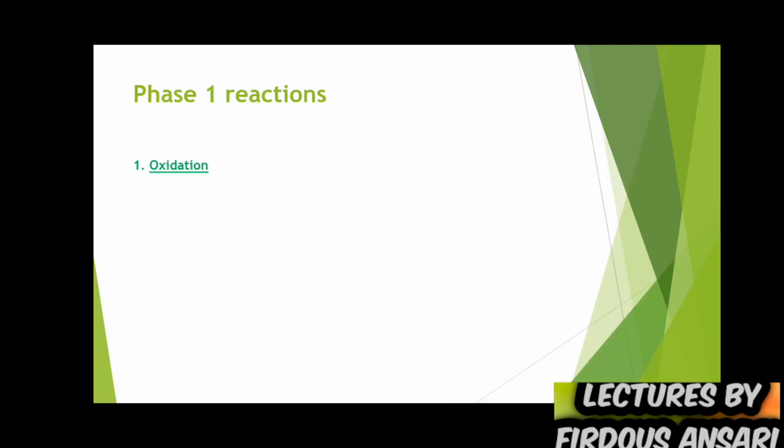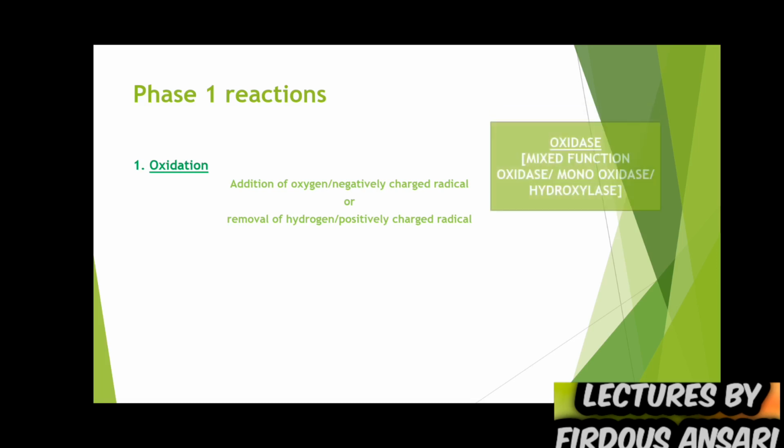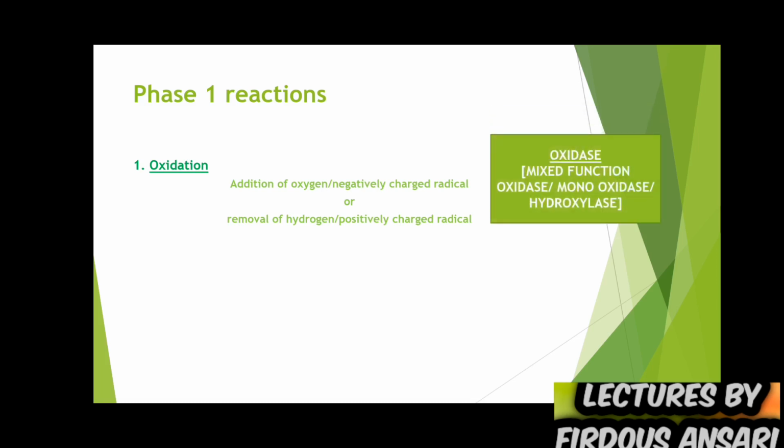So starting with phase 1 reaction, the first one is the oxidation reaction. This reaction involves addition of oxygen or negatively charged radical or removal of hydrogen or positively charged radical. Oxidations are the most important drug metabolizing reactions. Oxidase is the enzyme which is required for oxidation, and we have got nearly 3 types of oxidase enzymes such as mixed function oxidase, monooxidase and hydroxylase.